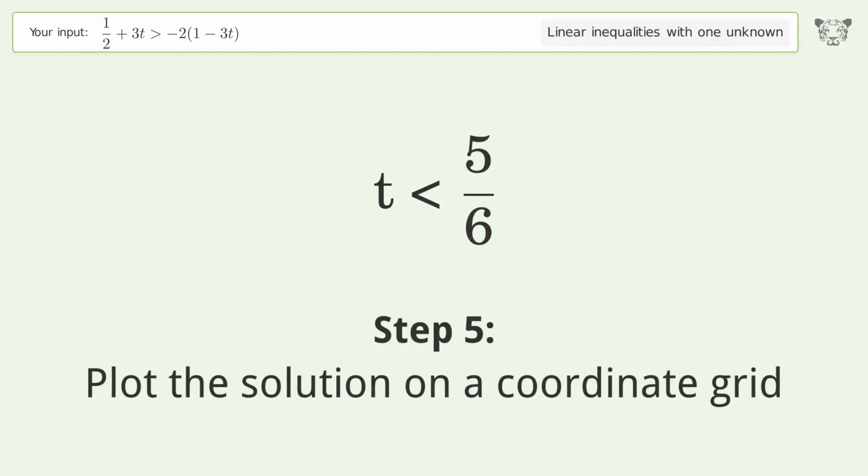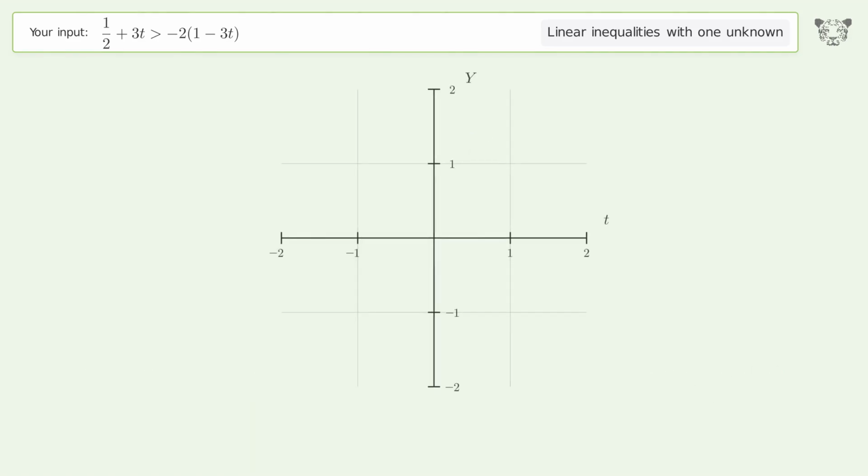Plot the solution on a coordinate grid. And so the final result is t smaller than 5/6.